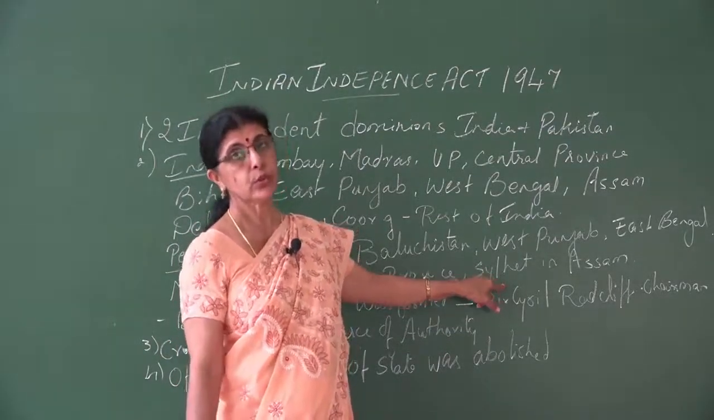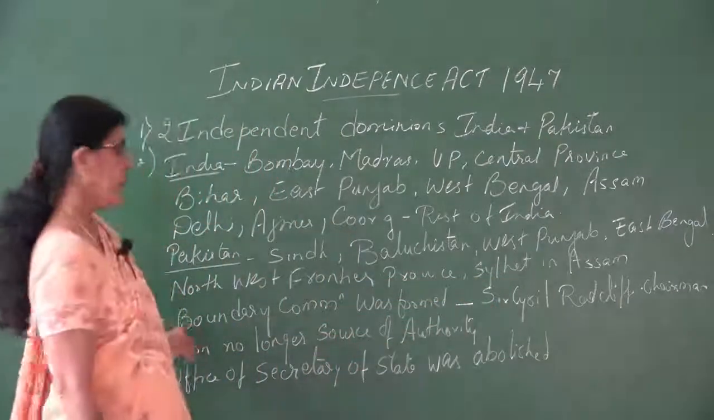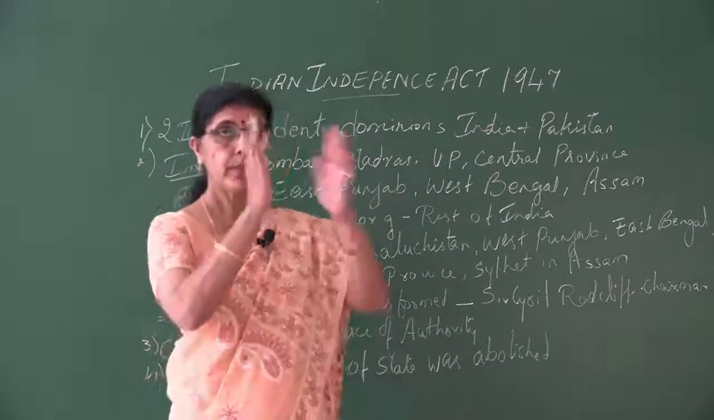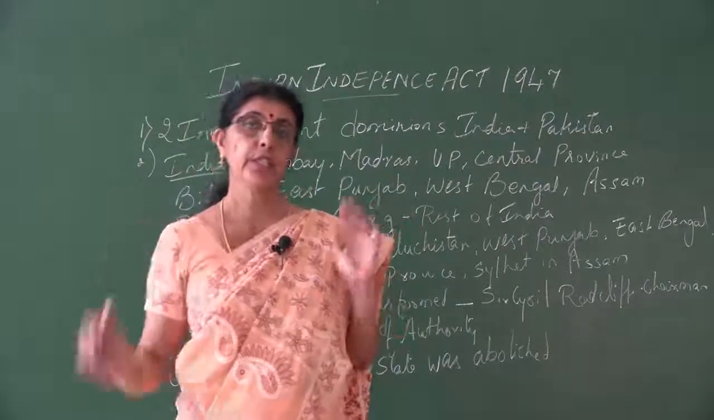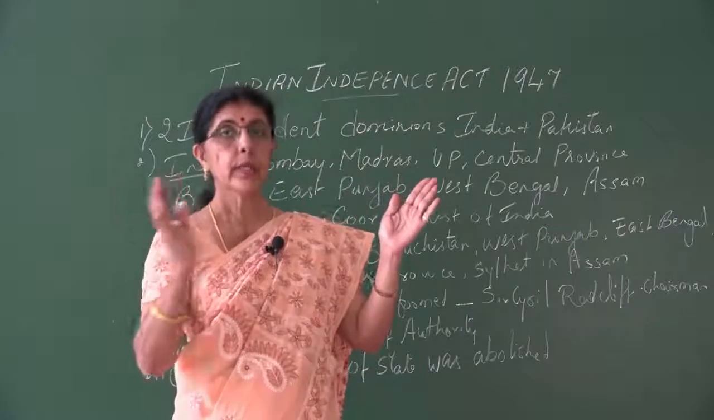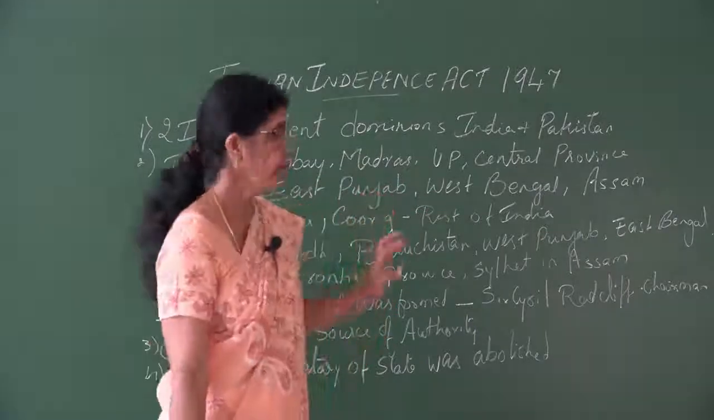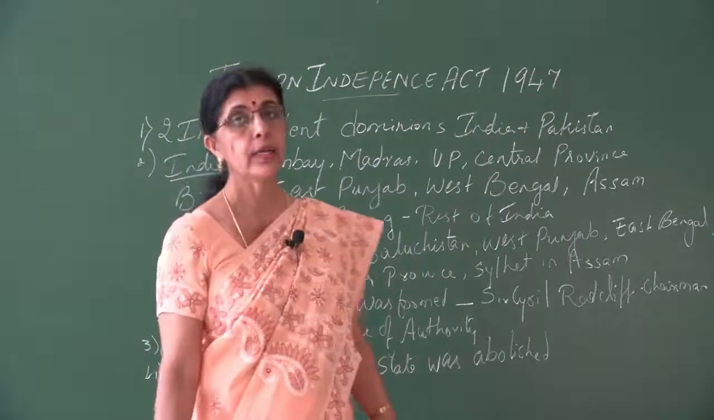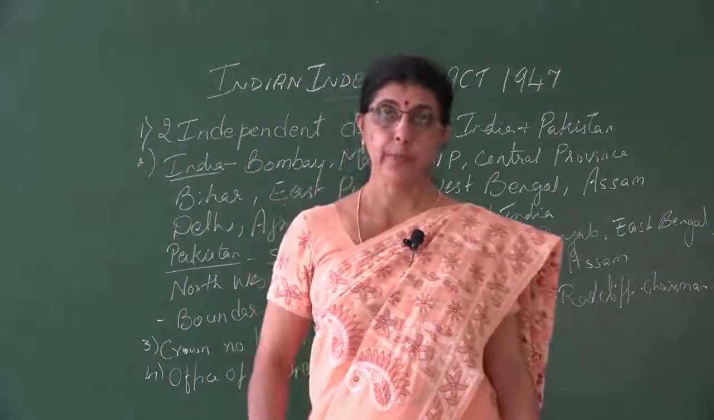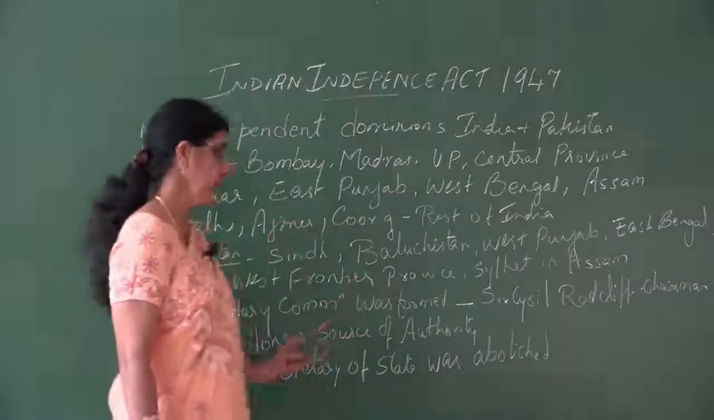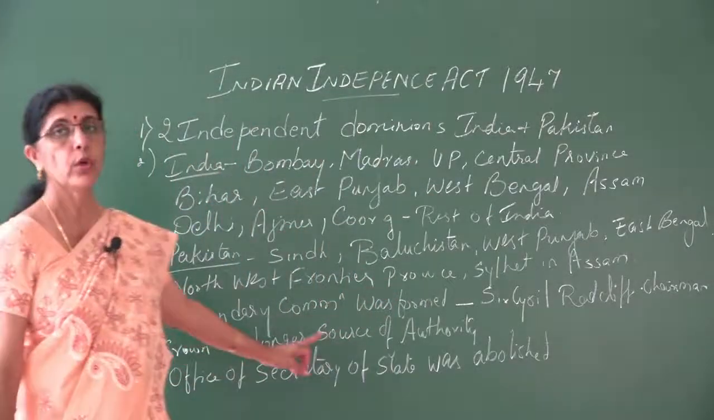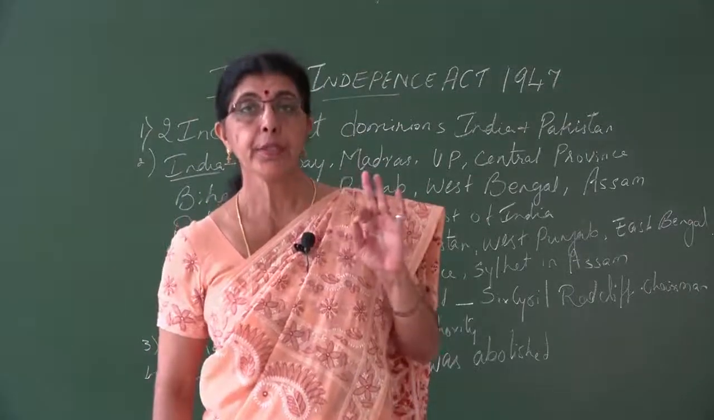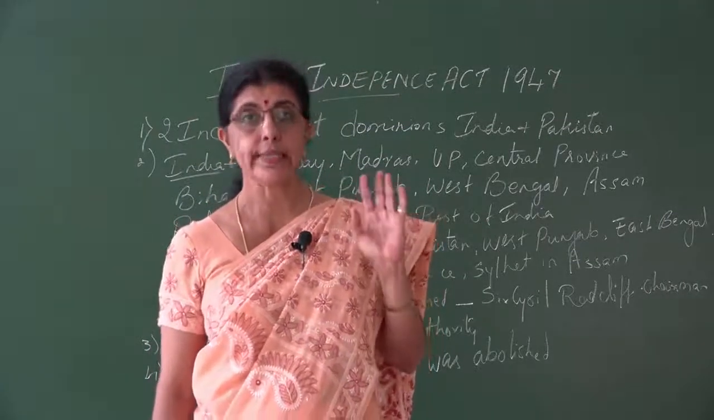This belongs to Pakistan. After this, they set up a boundary commission, because the boundary had to be marked, the demarcation had to take place to separate India and Pakistan. This boundary commission was headed by Sir Cyril Radcliffe as its chairman. Another provision was that the Crown was no longer the source of authority. The British government had no more authority over the Indians.